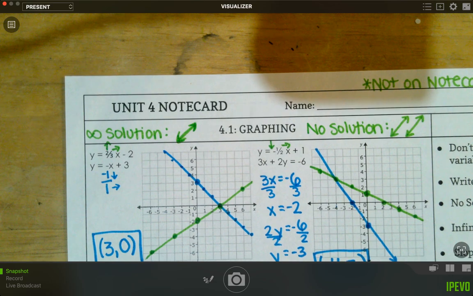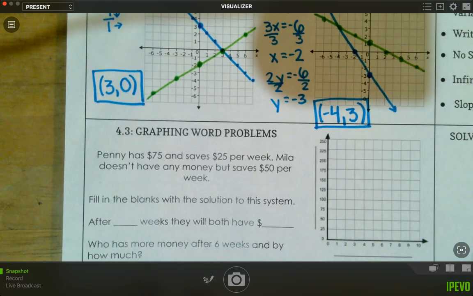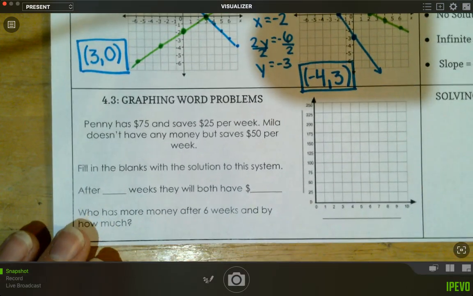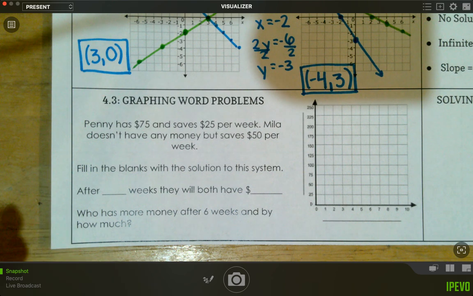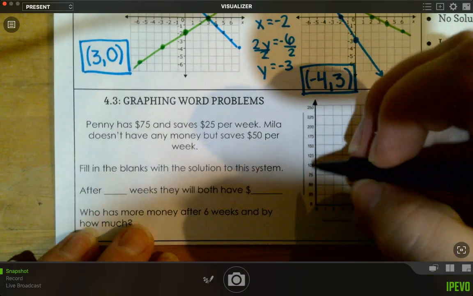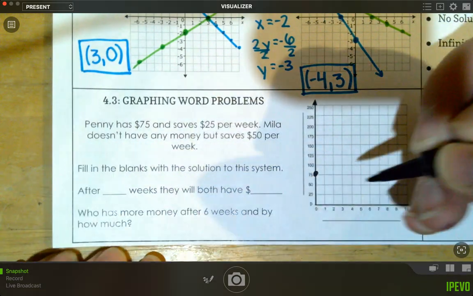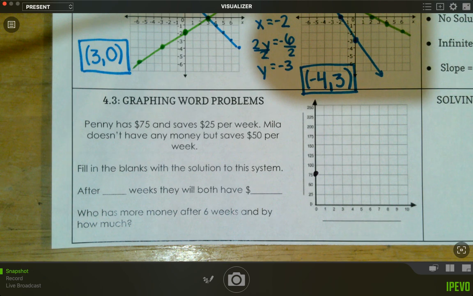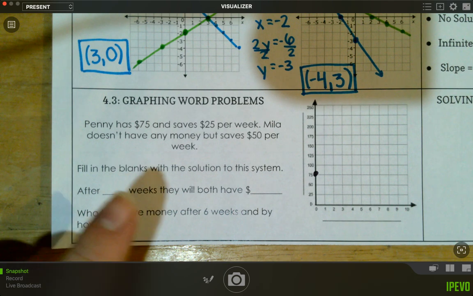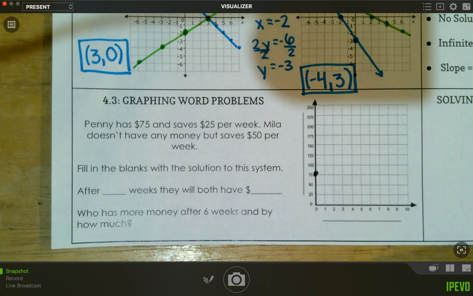Now let's talk about some word problems. So for the graphing word problems, follow the problem just like normal. Okay, I'm going to do Penny's line first. So it says Penny has $75. So I'm going to put a point at 75 right here. And I know these lines are a little fuzzy, hard to read. And then it says she saves $25 per week. That means she's adding $25 into this account per week.